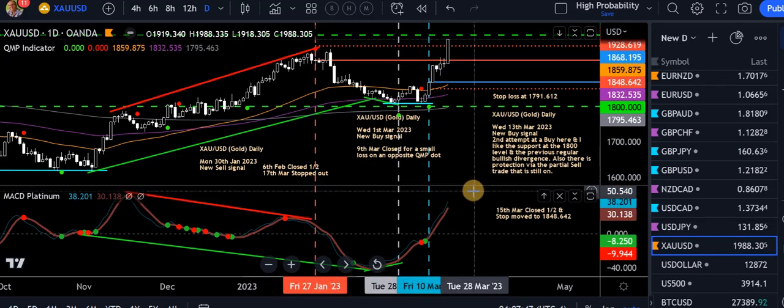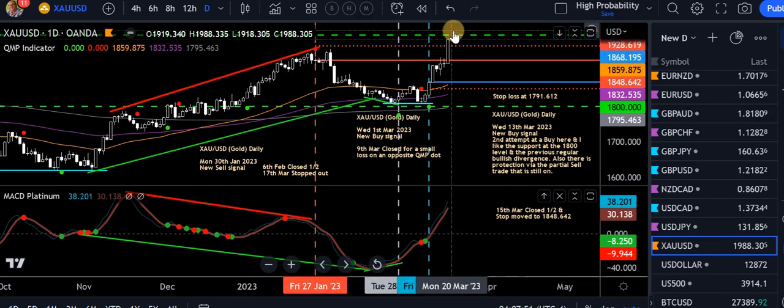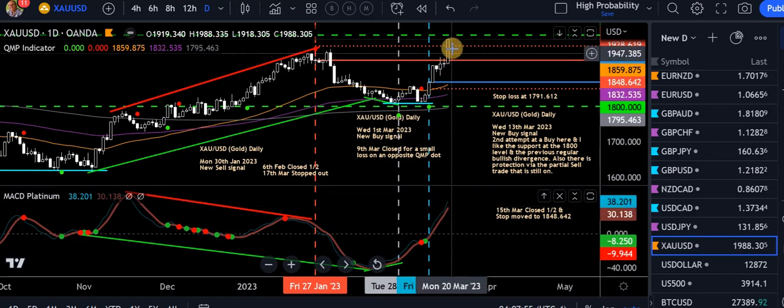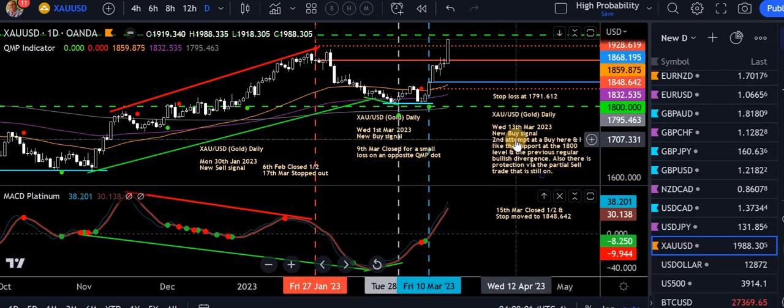I did have trend lines on looking for potential divergence. They've been removed because it's no longer valid. We've got higher highs there and higher highs on the MACD, platinum also. So it'll be interesting to see how it reacts around this 2000 level. In the meantime, we're stopped out of the sell and we're in this buy.